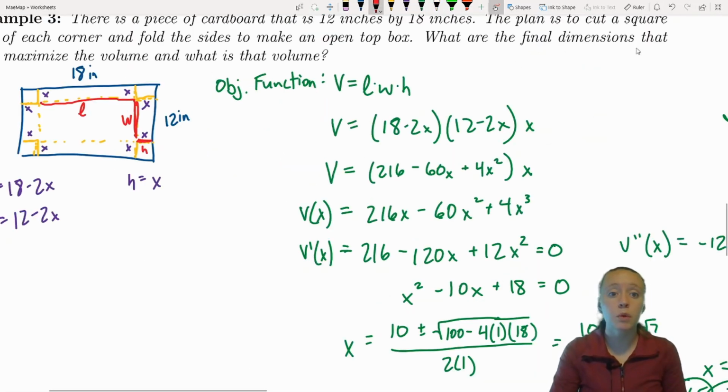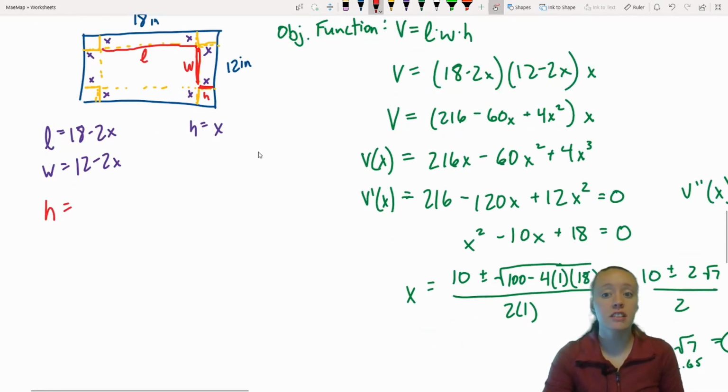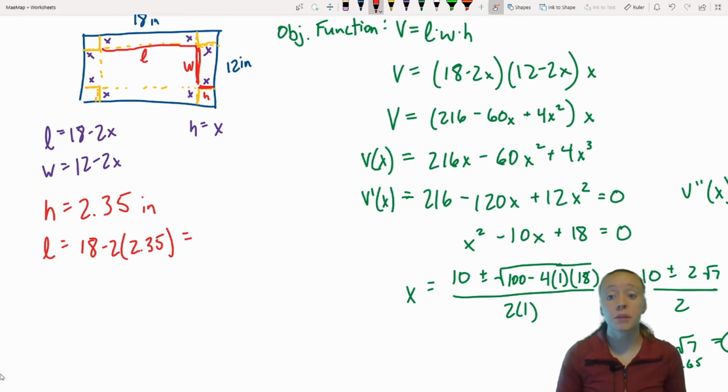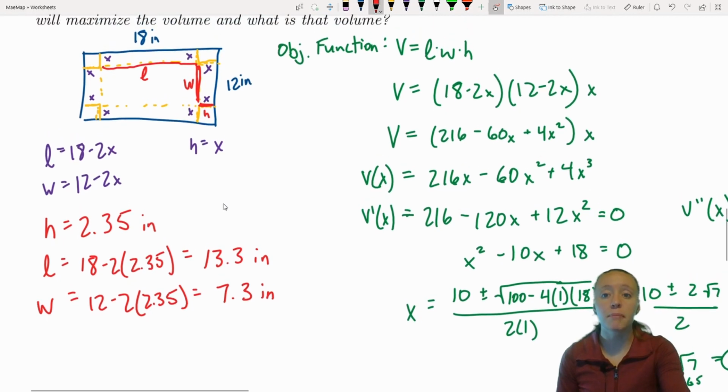So we need to first see what the final dimensions are, and if x is equal to 2.35, my height h is x, so height is 2.35 inches. My length L is going to be 18 minus 2 times 2.35, which gives me 13.3 inches. And then my width is going to be 12 minus 2 times 2.35, which is going to give me 7.3 inches. So those are my final dimensions of my box.